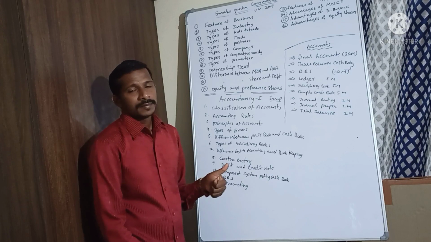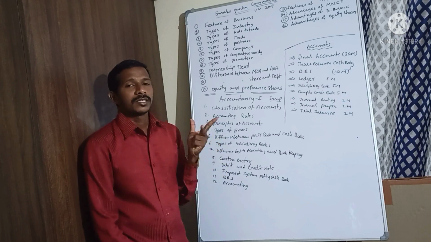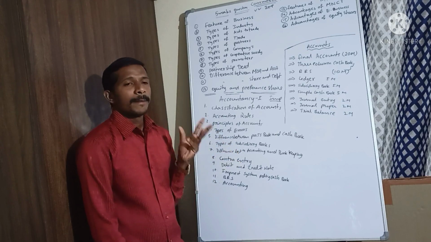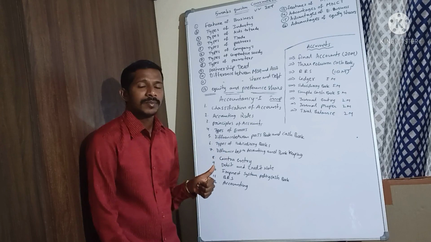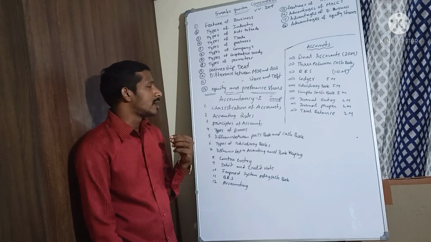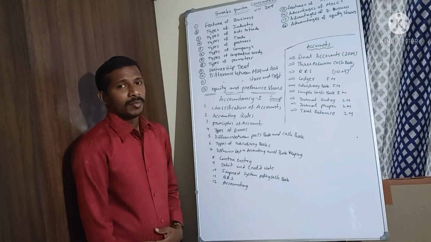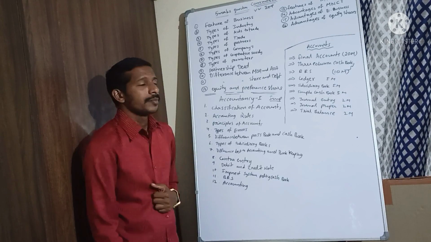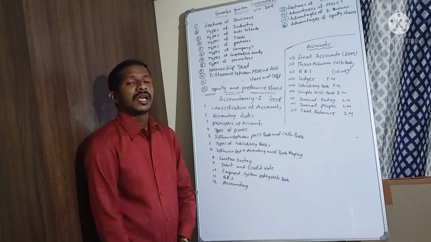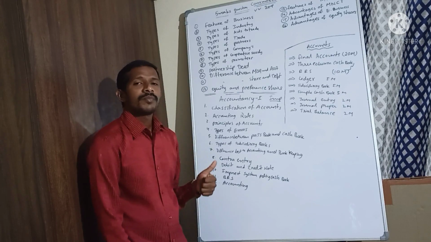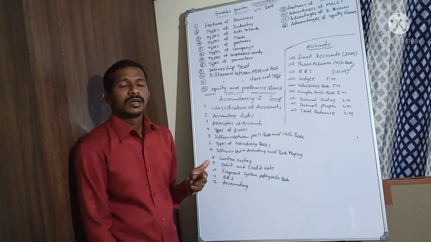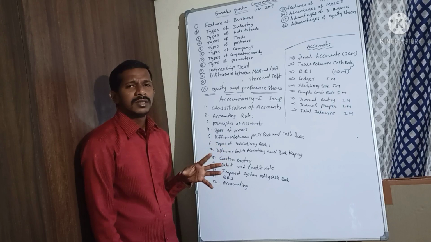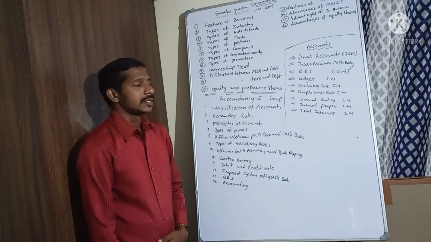Business entity concept, dual aspect concept, cost concept, accrual concept, matching concept, accounting period concept. These are the many different types of concepts, very important ones. And also conventions are there. Principles means concepts and conventions. Conventions: convention of materiality, convention of consistency, convention of disclosure, all the different types of conventions.